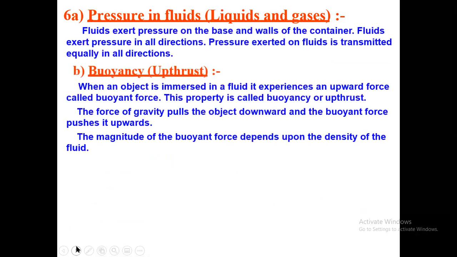Now, pressure in fluids. Fluids exert pressure on the base and the walls of the containers. Fluids exert pressure in all directions. Pressure exerted on a fluid is transmitted equally in all directions. What is buoyant force? When an object is immersed in a fluid, it experiences an upward force that is called buoyant force. This property is known as buoyancy as well as upthrust. The force of gravity pulls the object downwards and the buoyant force pushes it upwards.